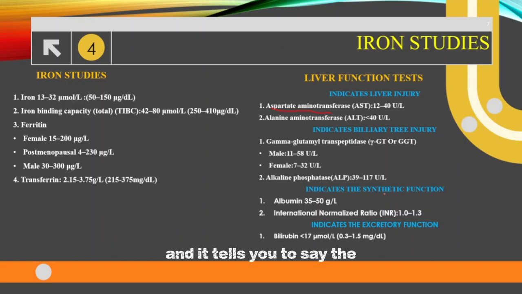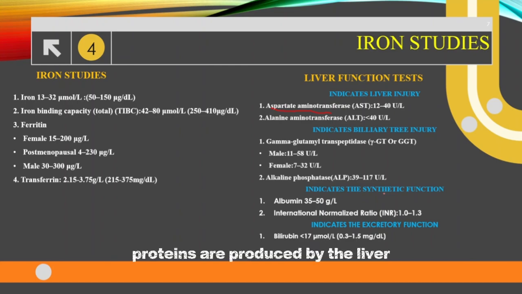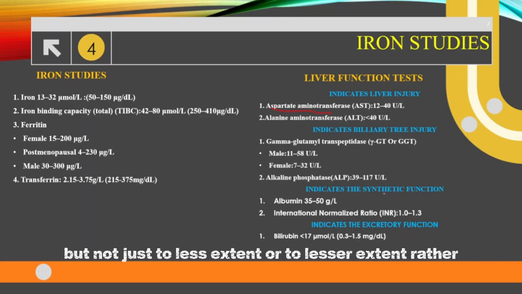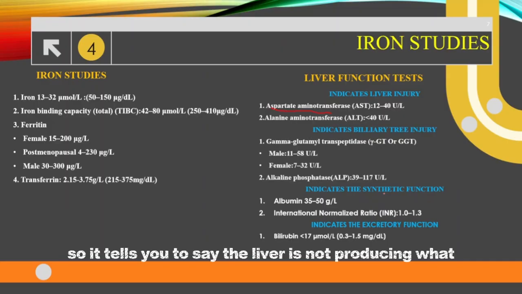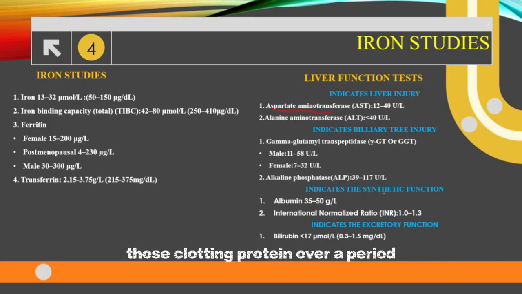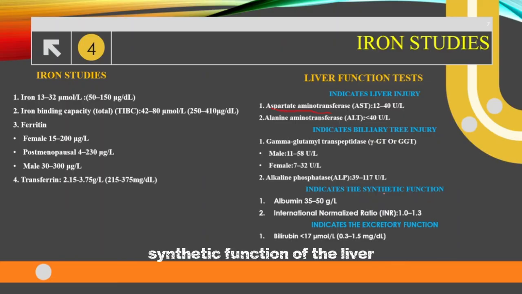And it tells you about the liver, which produces most of the coagulating proteins. Most of the coagulating proteins are produced by the liver, except a few, and one of them should be factor 8. Factor 8 is not produced by the liver, or maybe it is, but to a lesser extent. So it tells you the liver is not producing those clotting proteins over a long period of time. That's why it indicates the synthetic function of the liver.